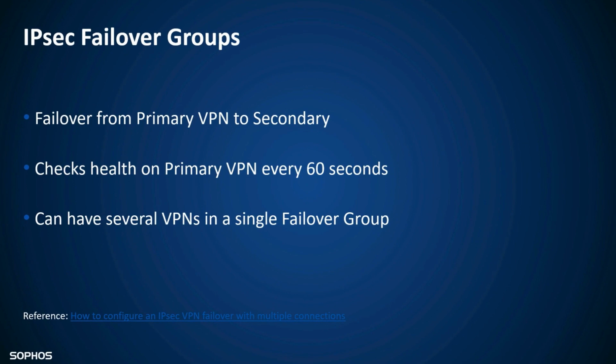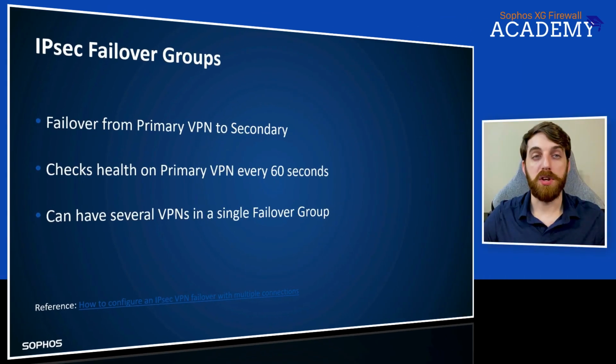In the XG firewall, we also have IPsec failover groups. This is where we can fail over from a primary to secondary when the VPN goes down. The XG firewall will periodically check every 60 seconds to see if the primary VPN is back online. Then you can fail back over to the primary VPN, as it is the chosen one. You can have several in there.